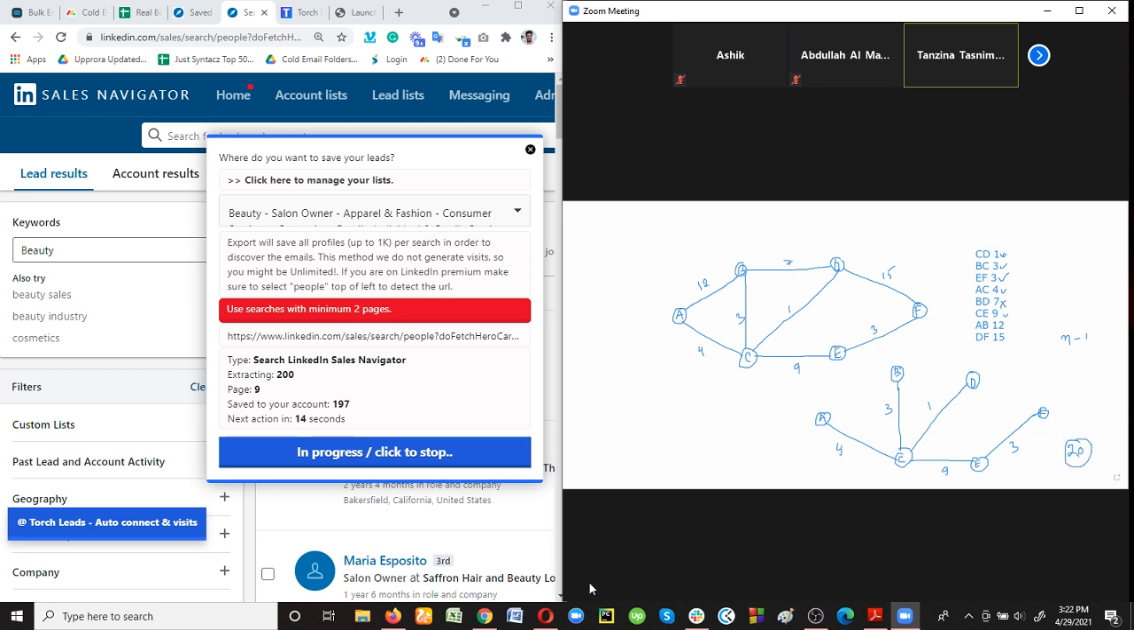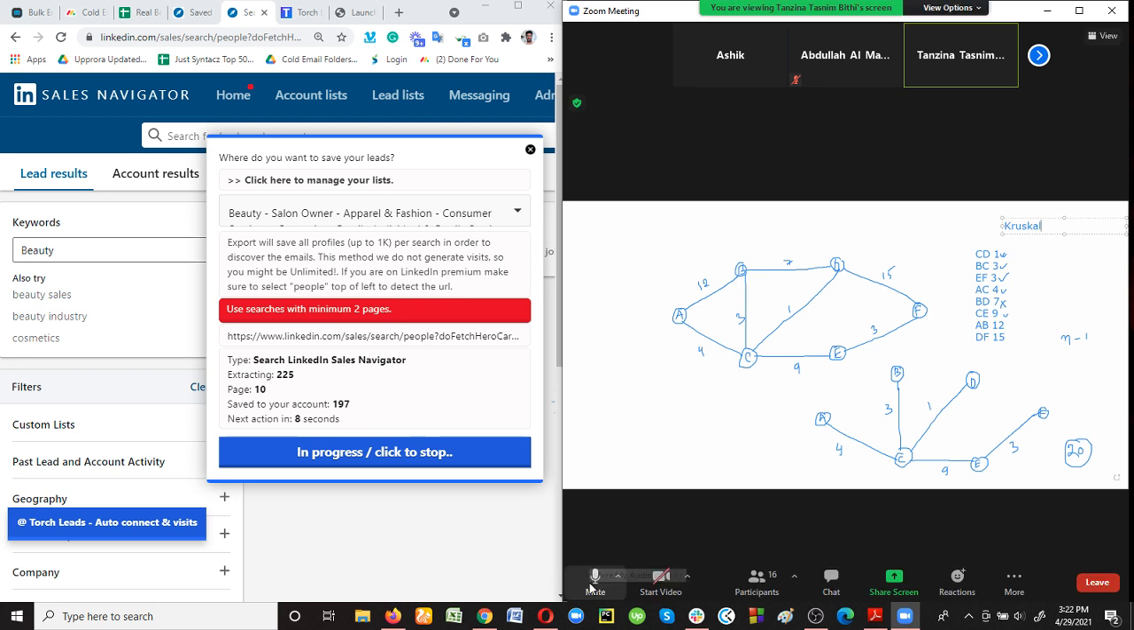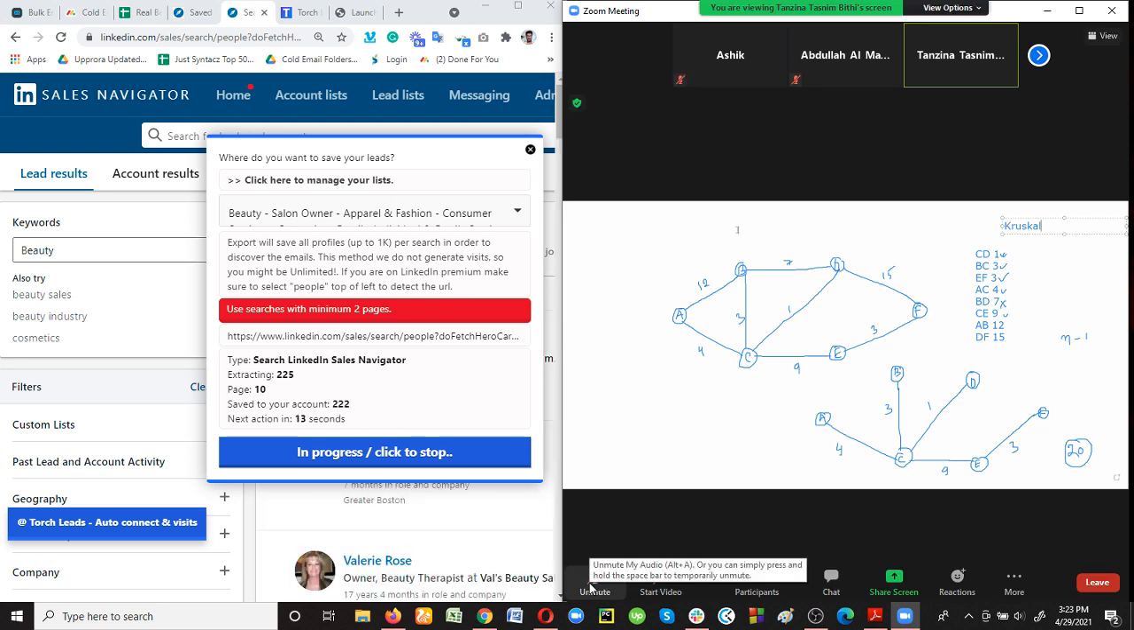And which algorithm did we apply here? Kruskal's algorithm. This is Kruskal's algorithm. Clear? Is it clear? Yes, ma'am. Okay. And this is a minimum spanning tree.